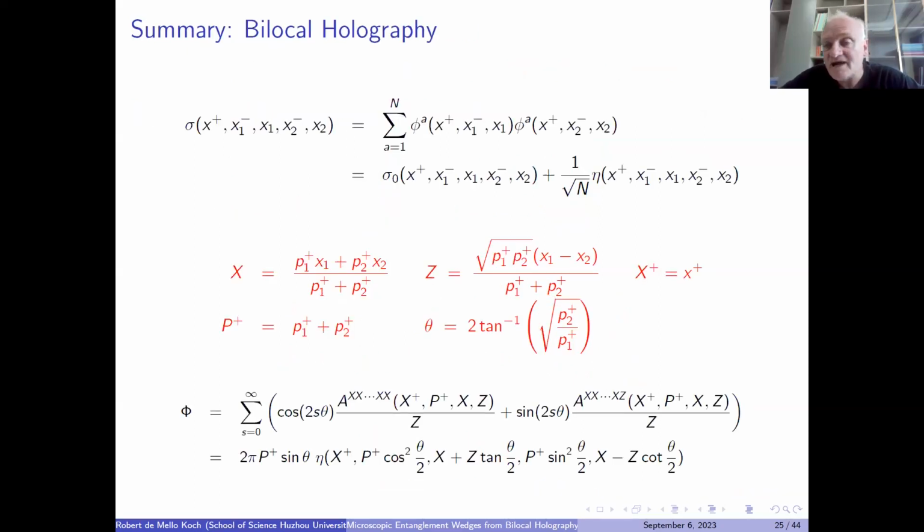So this is a summary of bilocal holography. We phrase the dynamics in terms of the bilocal sigma. There's a large n value of sigma, which is sigma naught, and a fluctuation, which is eta. There's a change of coordinates that we do, taking us from CFT coordinates to the coordinates of the AdS4. And then we've got an identification between the AdS4 fields, which is this field phi. It's 2 pi p plus sine theta times the fluctuation eta of the bilocal.